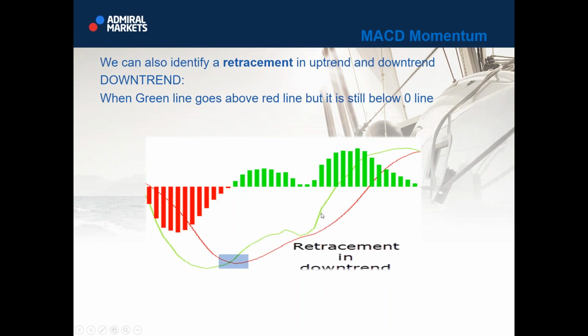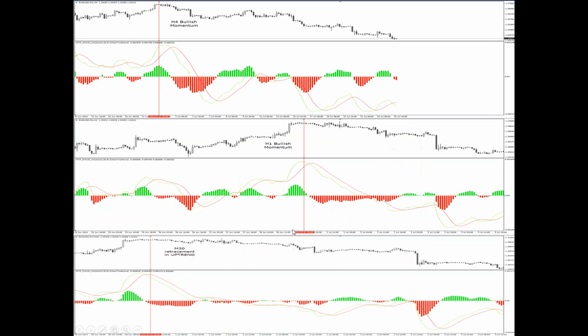Now this is when we have a retracement in a downtrend. So both lines are below the 0 line, but both lines are crossed. So at this time, we can see that green has crossed red, and both lines are pointing towards the 0 line. So the retracement in the downtrend has started.